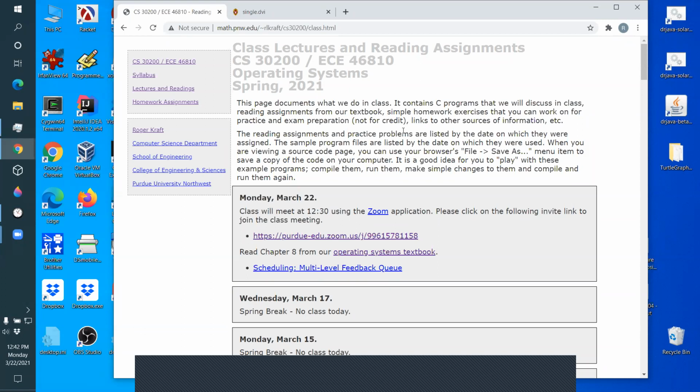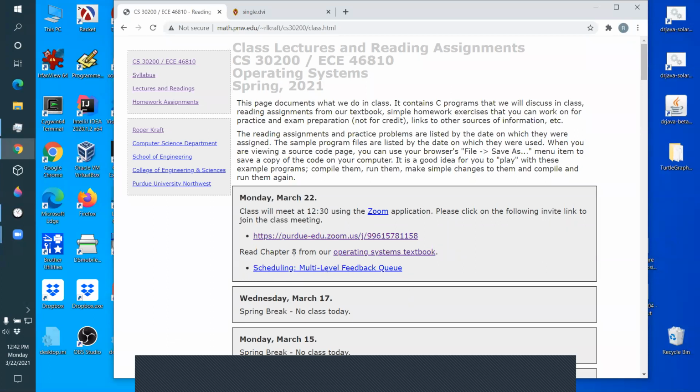Okay, so, oh, and I got a reading assignment here for you to start reading the next chapter. The multi-level feedback queue is the scheduler that you find in Windows. So that's where we really start talking about specifically the scheduling in an operating system.